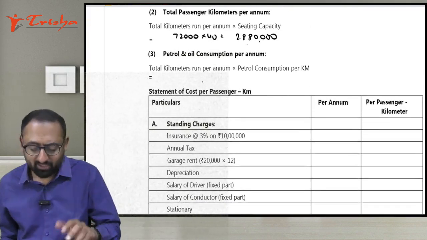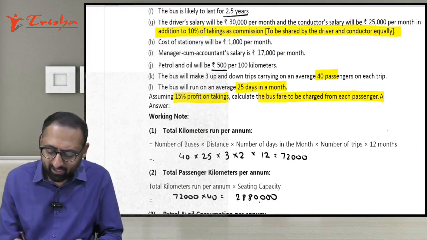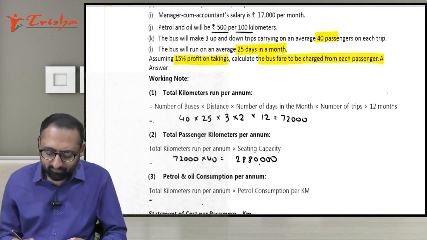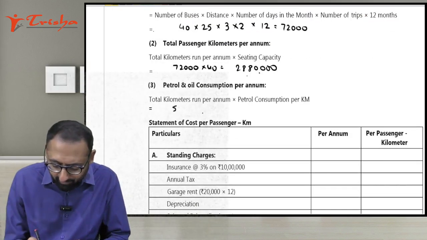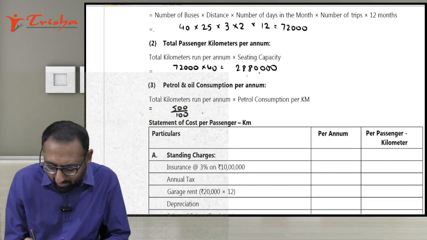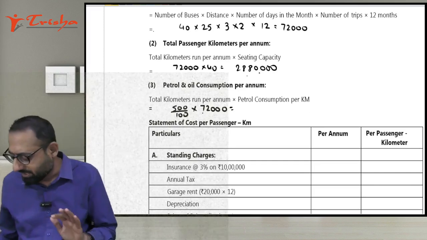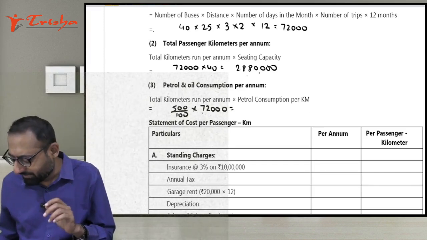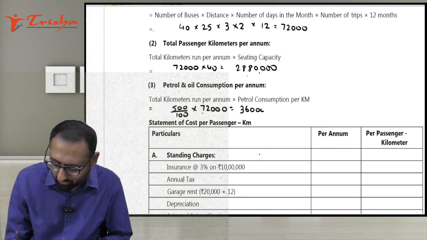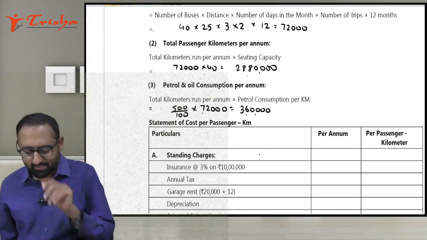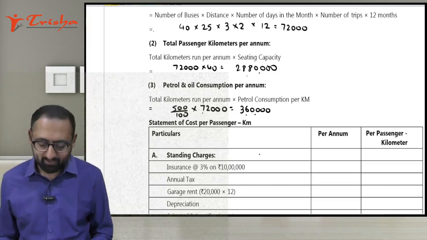Now petrol consumption, I'll give a working note. Petrol and diesel is 500 rupees for 100 kilometers. So very simple calculation, guys. 500 divided by 100 multiplied by 72,000 kilometers I need to travel in a year. Your answer comes to 3,60,000 per annum petrol and diesel cost. I hope this point is clear to every one of you.